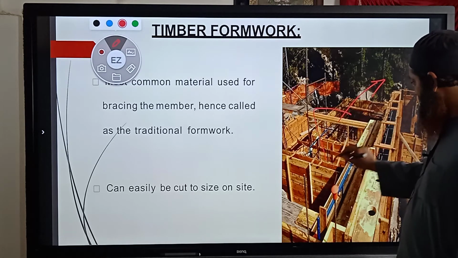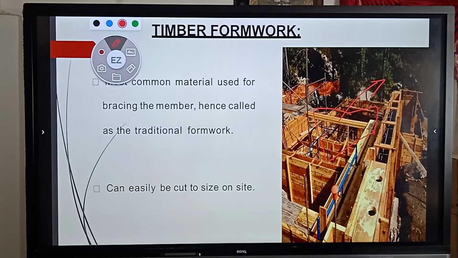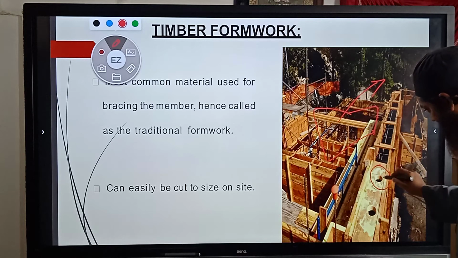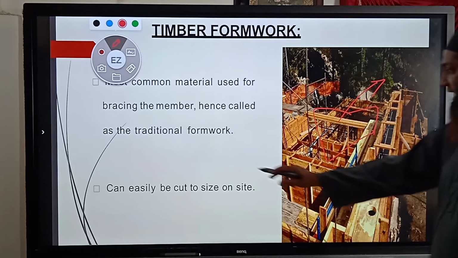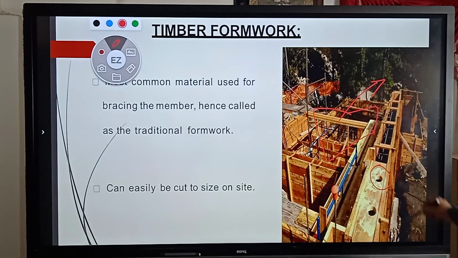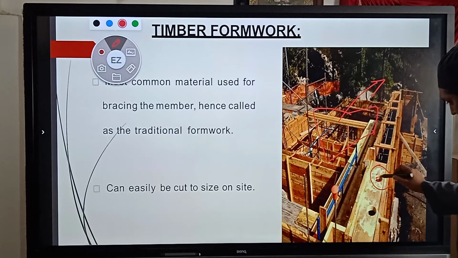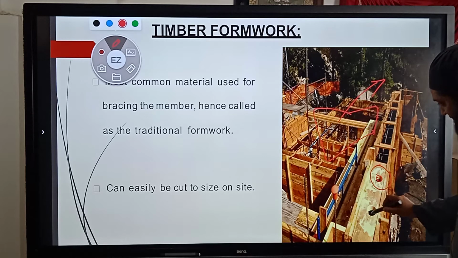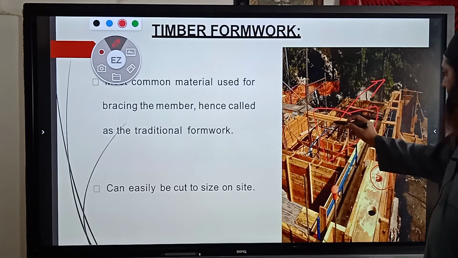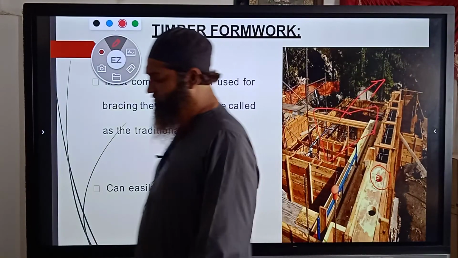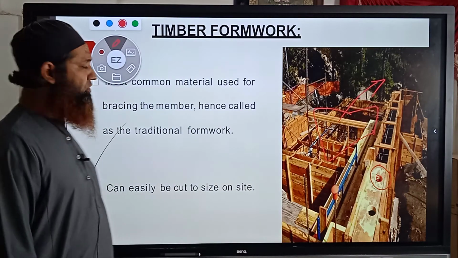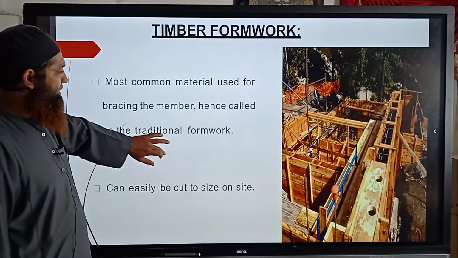You can see here all this part. This timber has been cut as per our requirement. This is the benefit of using timber formwork. It can easily be cut to size on site. It has been cut to size here. They wanted some hole here, so this timber has been cut here, and wherever required, this timber can be cut and fixed as per our requirement. So timber formwork is the type of formwork which has been used for many centuries.